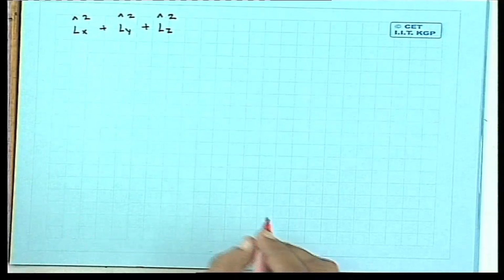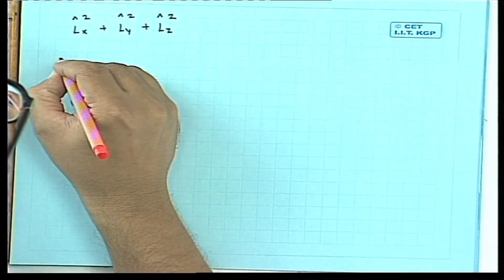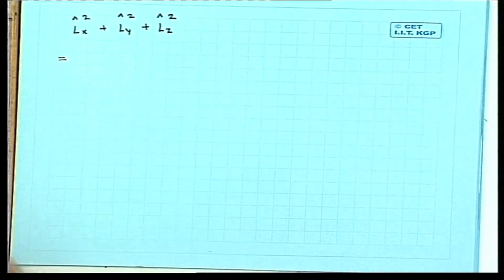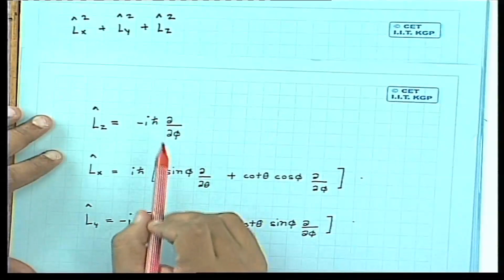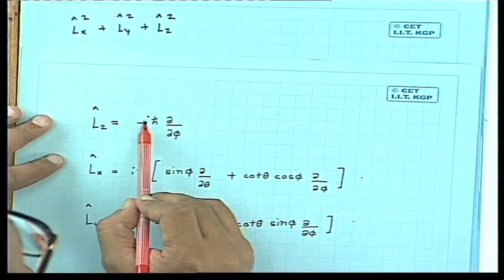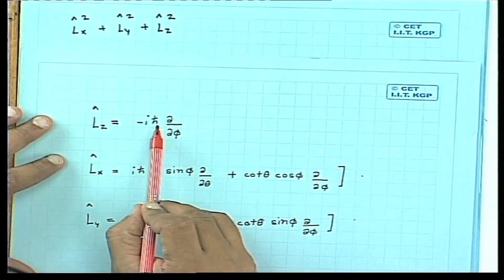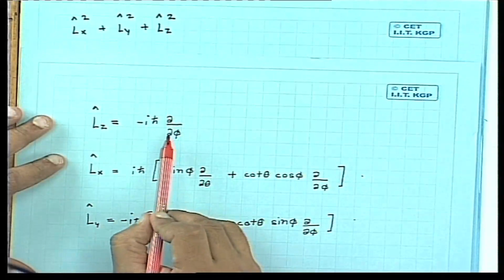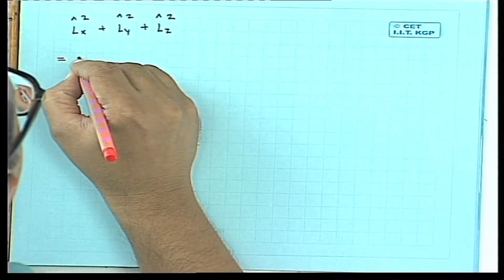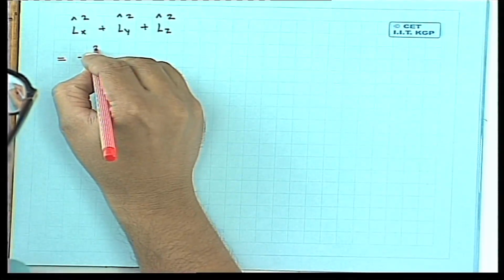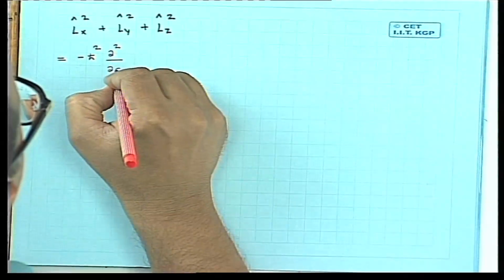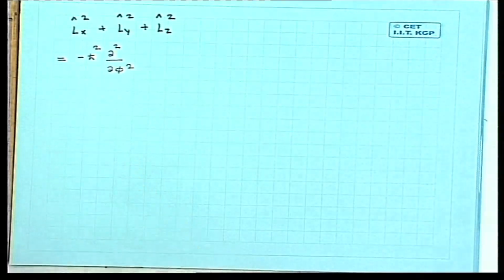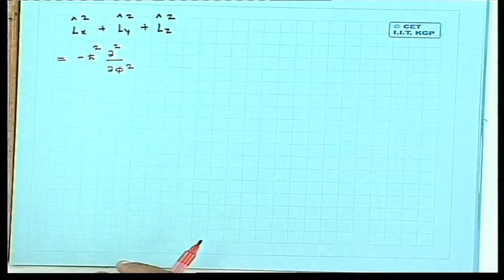So, this is again very straightforward. Let us do it. So, the first term is Lz squared. Lz squared will have an overall minus sign from the i, and it will have an ħ squared, and there will be ∂² by ∂φ². So, what I have is minus ħ² ∂²/∂φ². This is the first term.